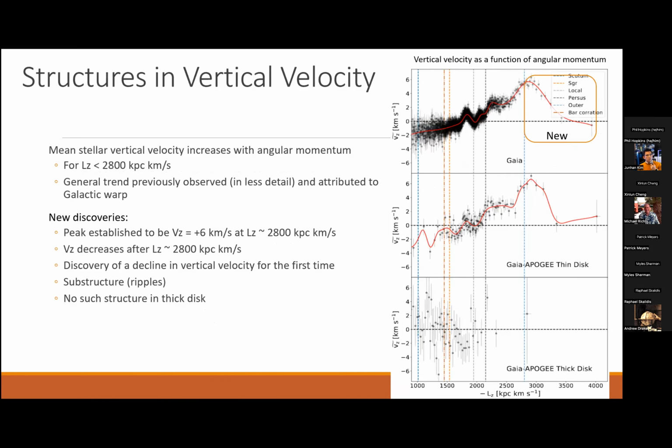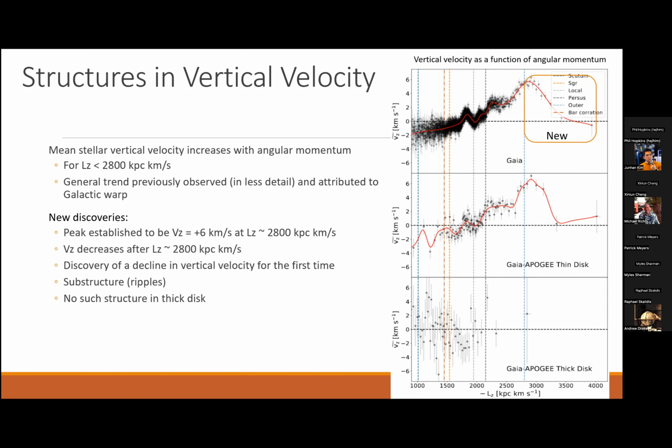So what did we see? Well, there is some kind of structure in the vertical velocity. The mean stellar vertical velocity increases with angular momentum, like shown here. This was previously observed in less detail and attributed to the Galactic warp. However, we made some new discoveries.